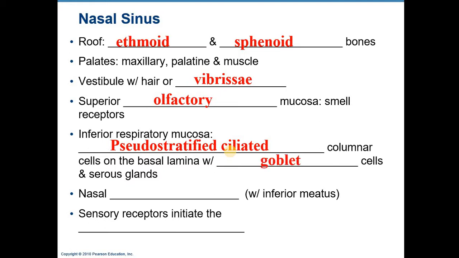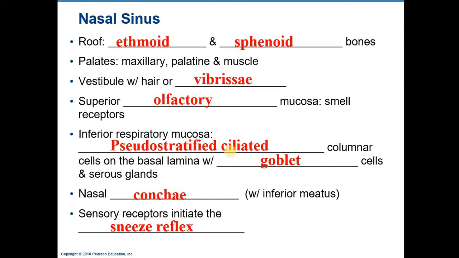Olfactory mucosa, which are your smell receptors. The type of cells making it up are the pseudostratified ciliated columnar. They consist of the goblet cells, and the job of the goblet cells is to produce mucus, because the nasal cavity is lined with the mucous membrane. So that helps with making mucus. You also have the pseudostratified ciliated, which is for secretion and propulsion. So that's all a part of the functioning.